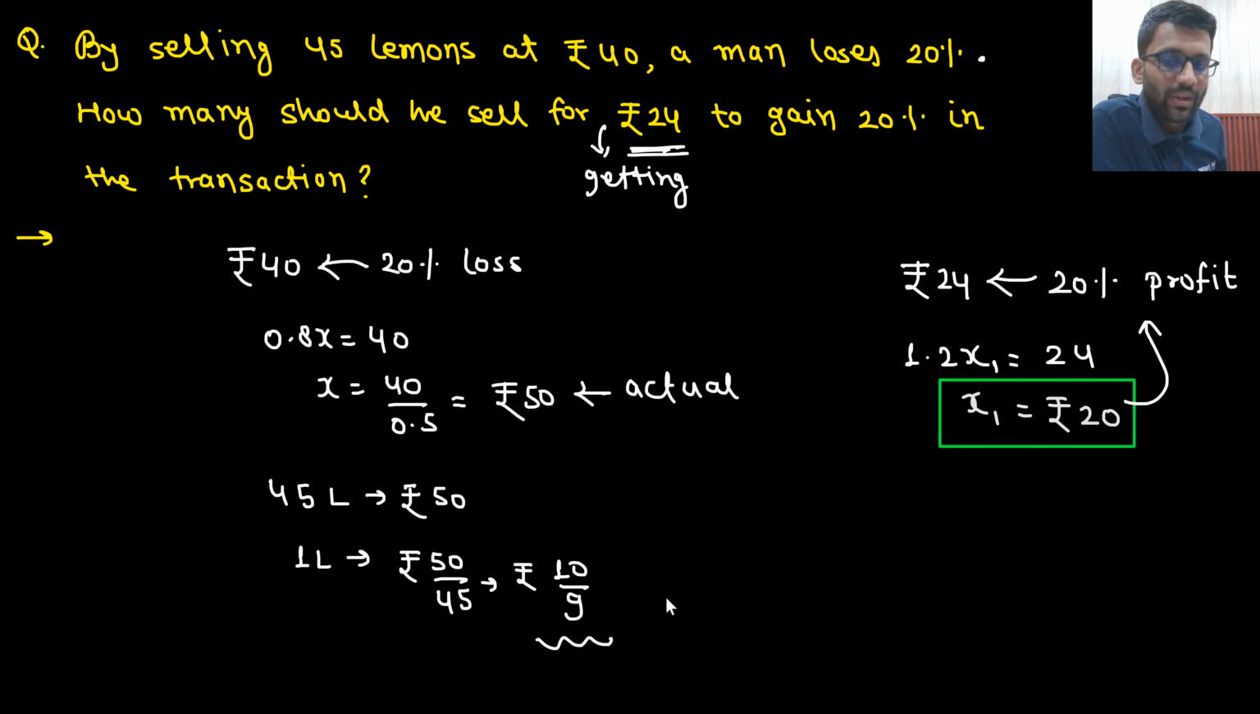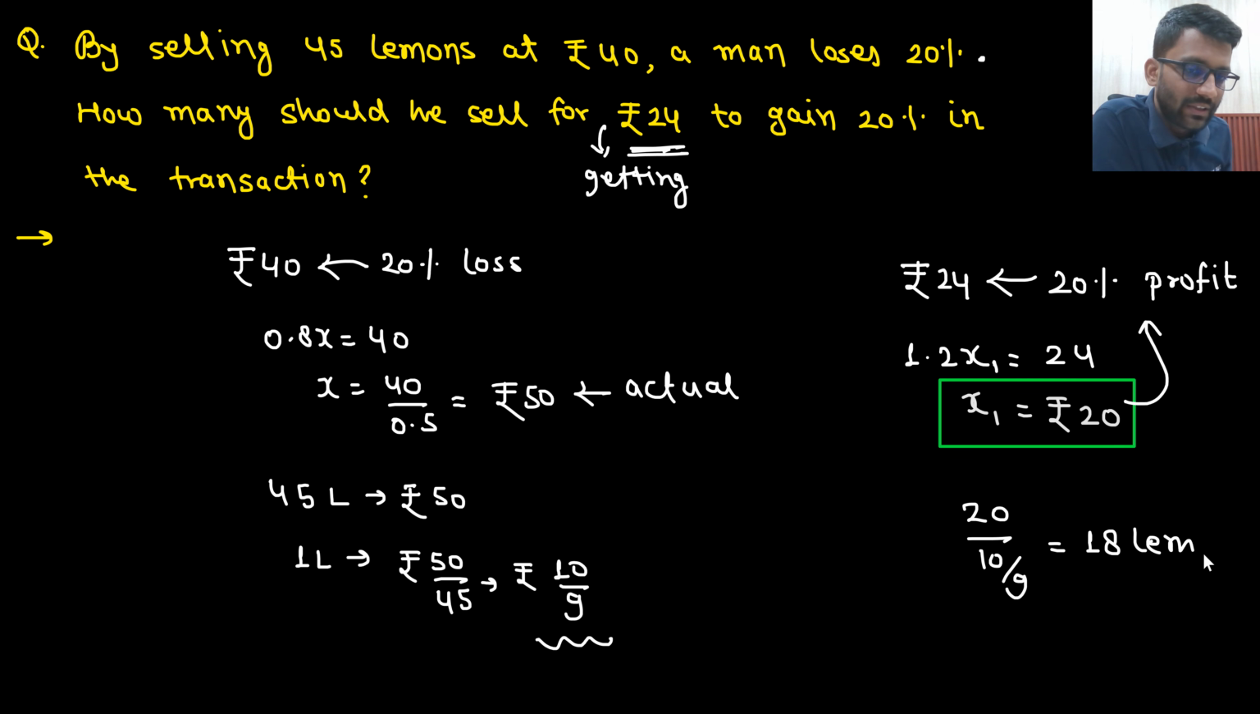So in 20 rupees, how many lemons can he buy? In 20 rupees, he can buy 18 lemons. Look, the language is not that easy for this question. Basically, first he will buy 18 lemons in 20 rupees, right? Because the actual cost price of one lemon is 10 by 9 rupees.